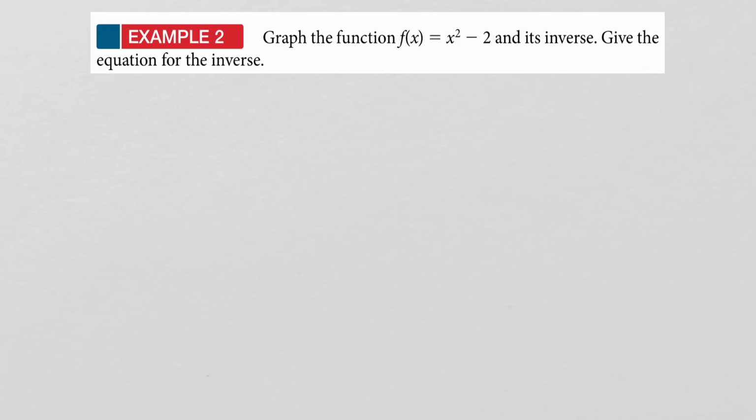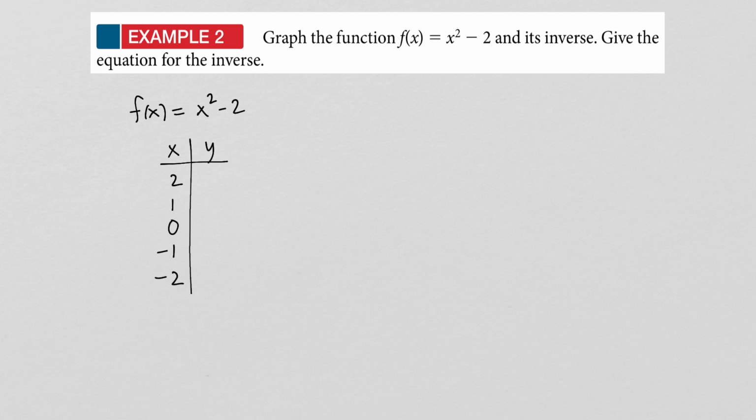So let's graph the function f of x equals x squared minus 2 and its inverse. All right, so we'll start with f of x equals x squared minus 2. Lots of different ways you could graph this. I'll just plug in some points. So let me plug in 0, 1, 2, negative 1, and negative 2. And when I plug those in, so when I plug in 2, I'm going to get 2. Plugging in 1 gives us negative 1. 0 gives us negative 2, and so on.